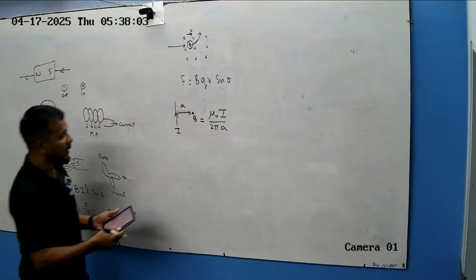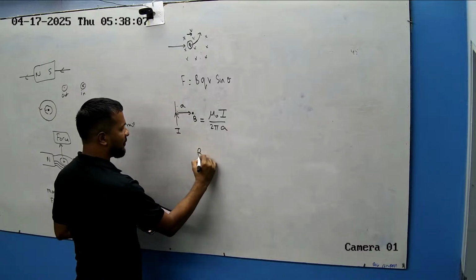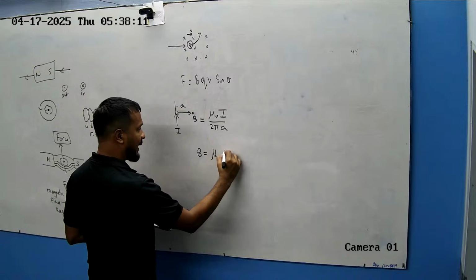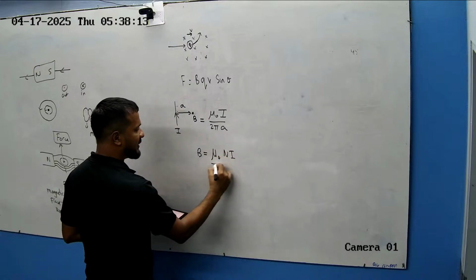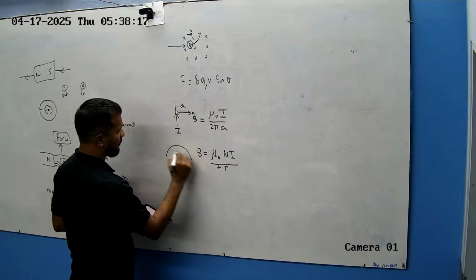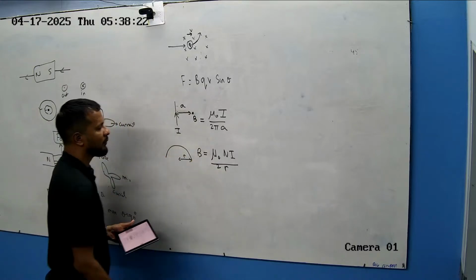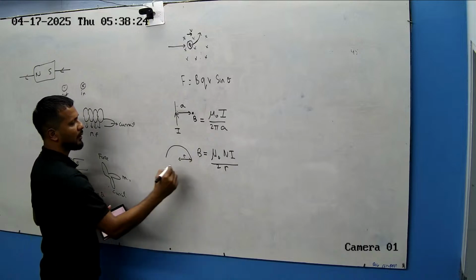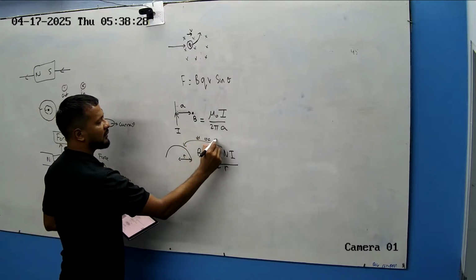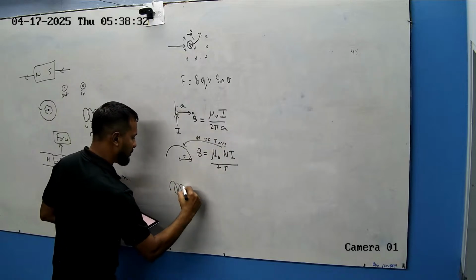And then if you have a flat coil, it will be mu naught n I, where n is the number of turns, all over 2r. r is the radius, and n is the number of turns. And then you have it for a solenoid.